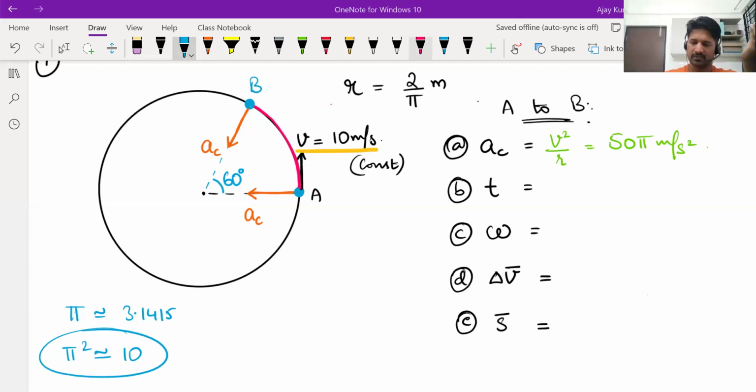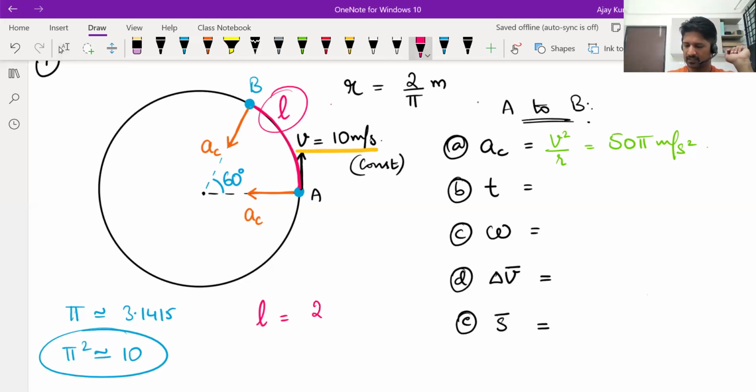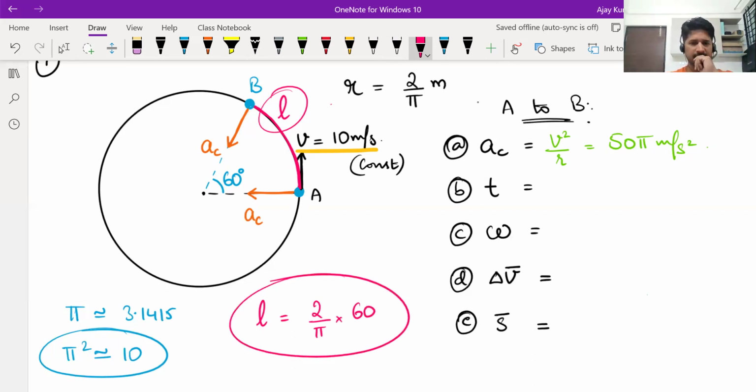I'll just write one term here, then it will strike. Now tell me how to calculate L. L is the length of the arc. How to calculate length of an arc? R theta, sir. L is equal to r theta. So the distance moved from A to B will simply be the radius 2 multiplied with the angle. Can I write 60? Is this correct? Angle is 60 only. Can I write 60 there?